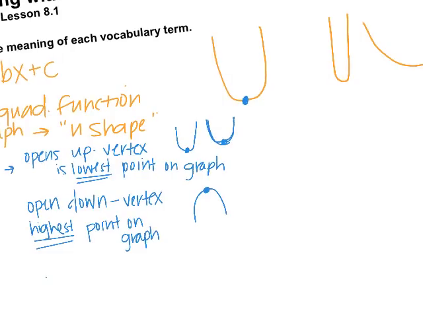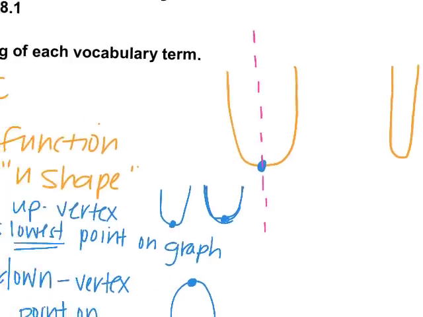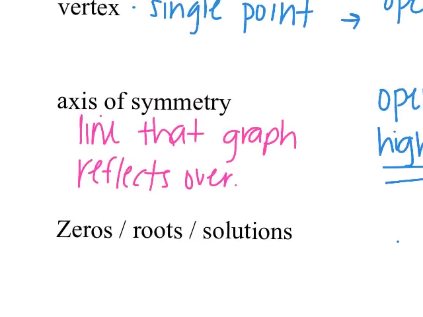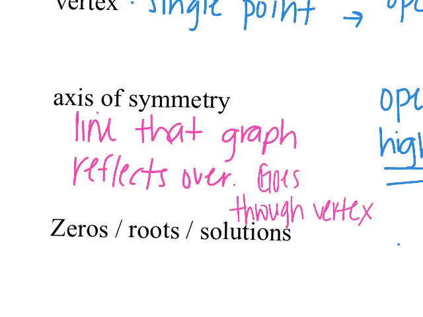So if I look over here at this graph that I made, my axis of symmetry just runs right down the middle. And notice, what does it intersect? What's that blue point? Yeah, the vertex. So that's the last thing that you want to know about the axis of symmetry. It's the line that the graph reflects over, and it goes through the vertex. So it will always, always, always go through the vertex.